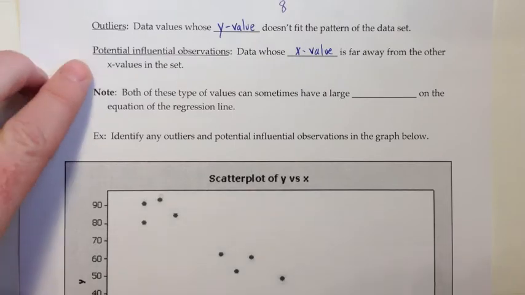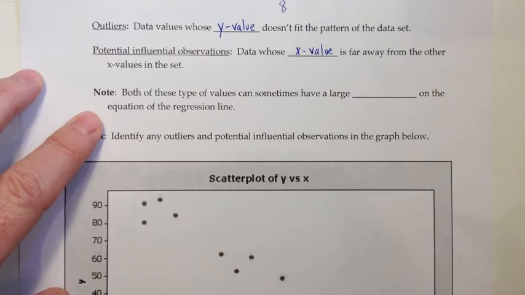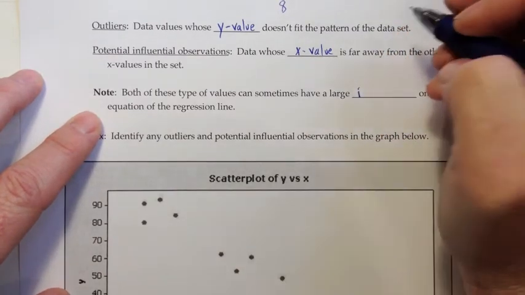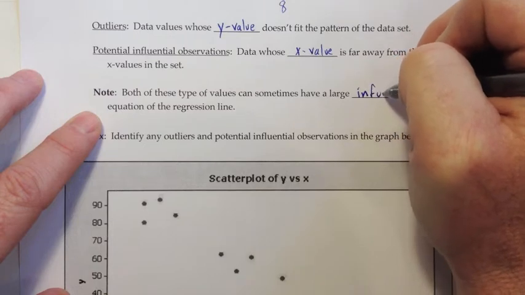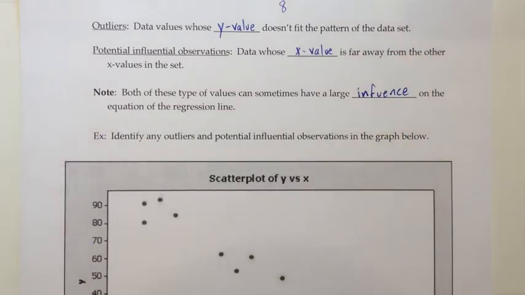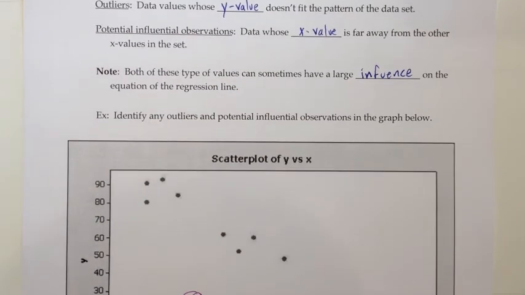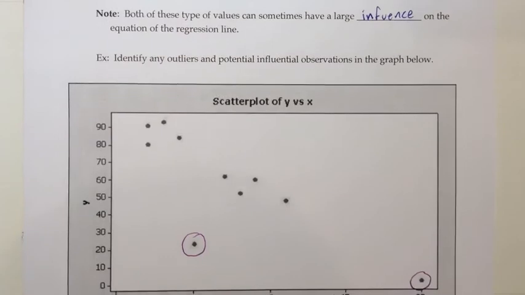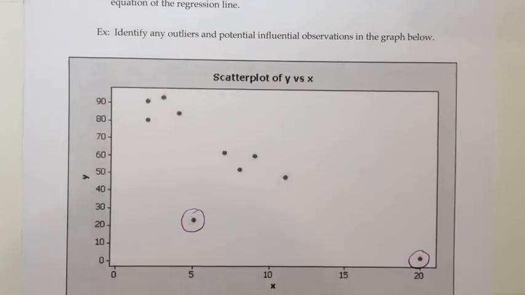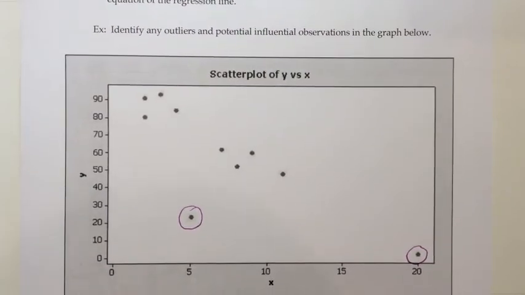And it turns out that even though this one has the name potentially influential observations, both of these types of values can sometimes have a large influence on the equation of the regression line, and more so than some of the other data points. And so we always want to think about if there's a data value in my set that is having more say in how the regression equation turns out than other ones, I should think about what's going on with that value and maybe even ask questions like, should that be in my data set? Does it really belong there? So let's look at this picture and think about those two.